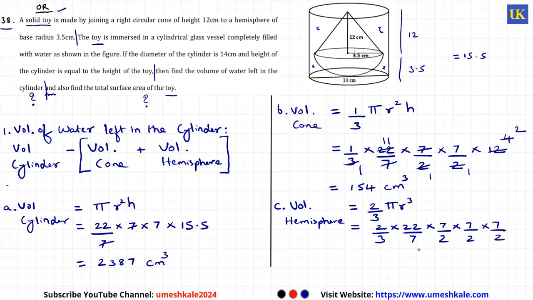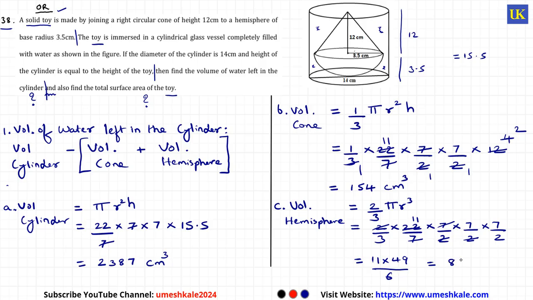Now what we'll do is we will cancel them. So this 2 and 2 will go one time, this will become 11, and 7 and 7 will cancel. Remaining things I will write here. So 11 into 7 sevens are 49, and 3 and 2 is 6. Now I will write the answer here.